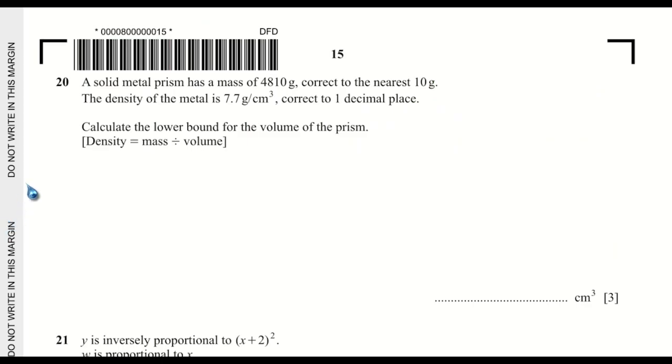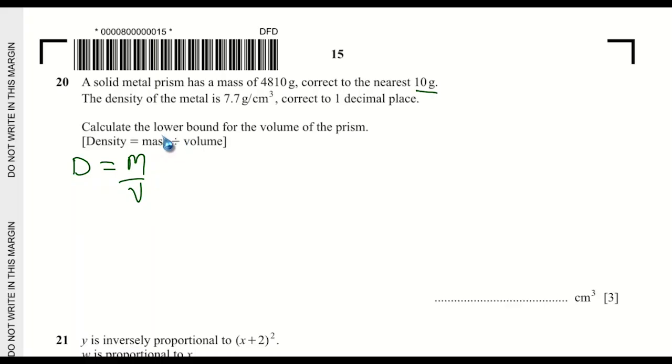Question 20. A solid metal prism has a mass of 4,810 grams, correct to the nearest 10 grams. The density of the metal is 7.7 gram per centimeter cube, correct to 1 decimal place. Calculate the lower bound for the volume of the prism. Density equals mass over volume. Okay, thank you Cambridge for giving the formula. Density equals mass over volume.